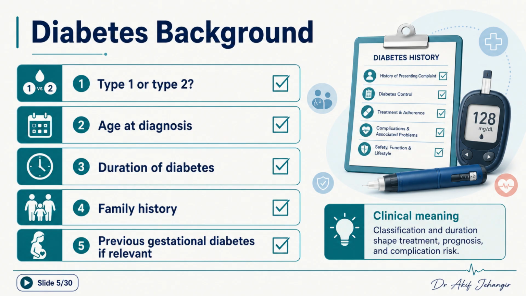Next, define the diabetes. Ask whether it is type 1 or type 2, the age at diagnosis, and the duration. Duration matters because complication risk rises with time. Family history also matters, especially if diabetes started young or affects several generations.